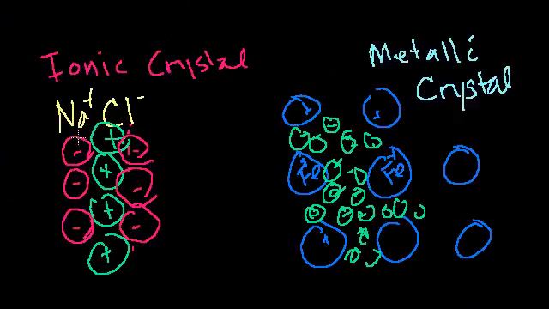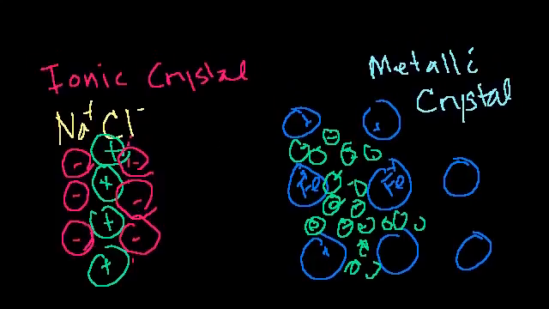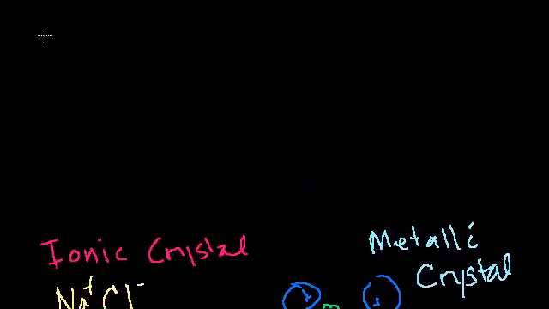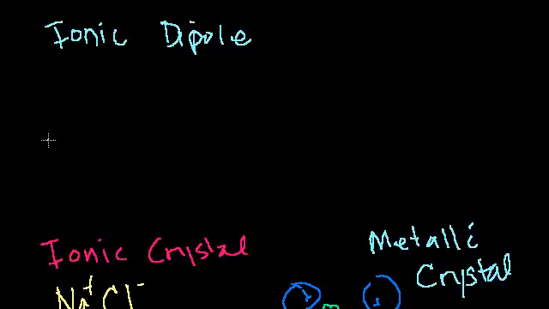But what's interesting about this is they have a very high boiling point unless they're dissolved in water. So these are very hard, with a high boiling point, but the ionic crystals can actually be dissolved in water. And when they are dissolved in water, they form ionic dipole bonds. What does that mean? Ionic dipole, or ionic polar bonds.